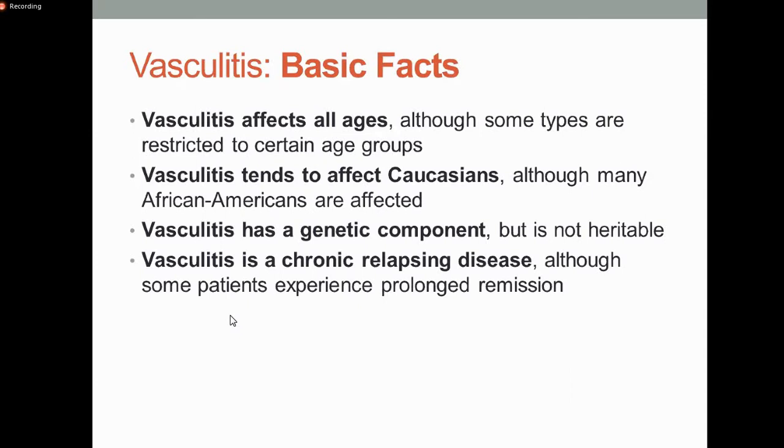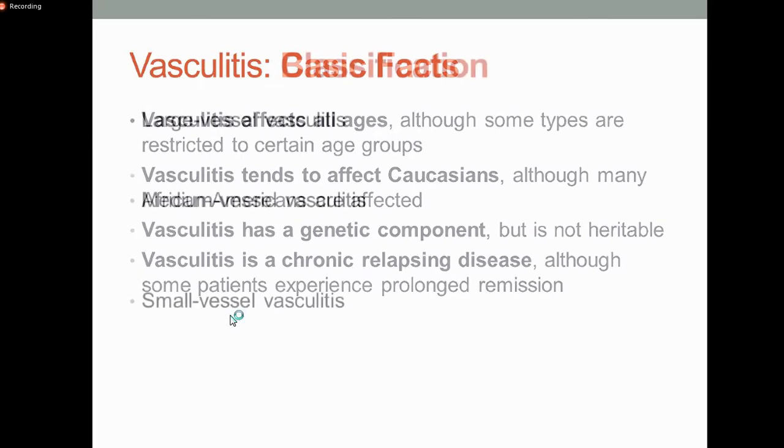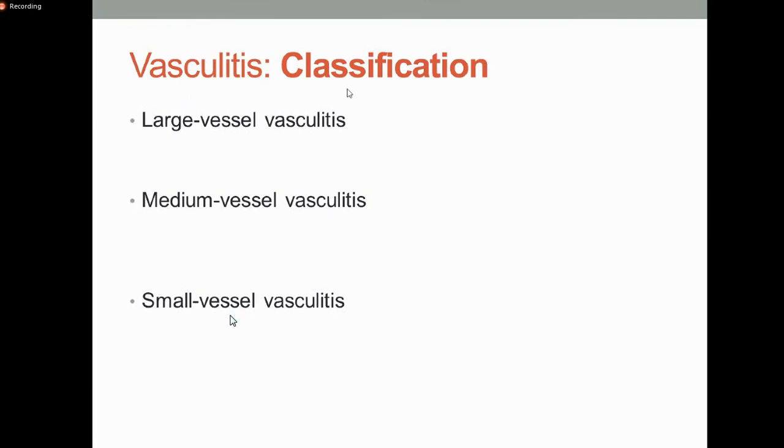Vasculitis is a chronic relapsing disease. So we have to monitor it, and relapsing means we have to give the patients certain drugs, and then we monitor the patient. Lifelong monitoring is required, although certain patients can respond very well and can experience prolonged remission.